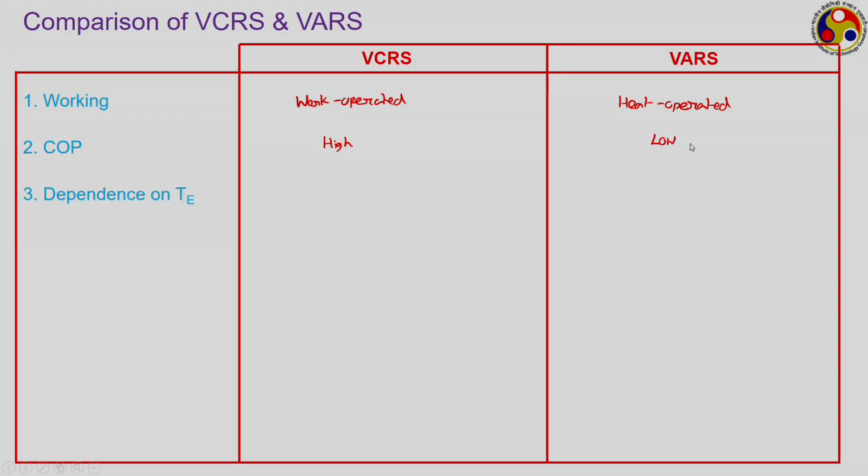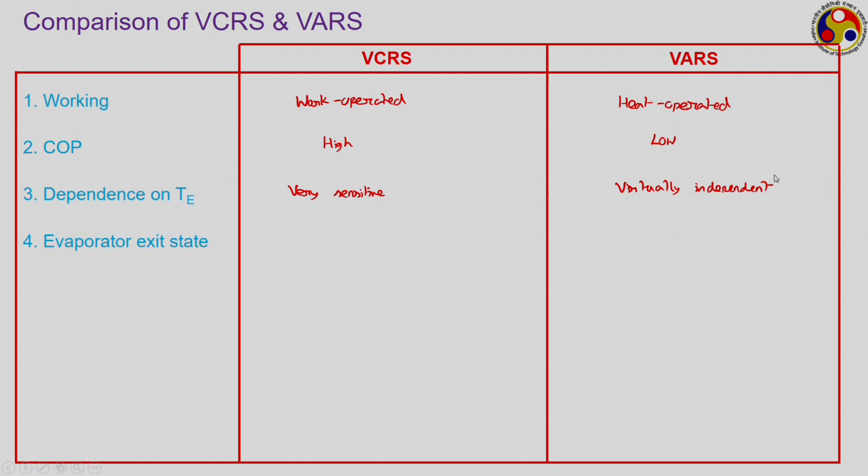Then dependence on TE, the performance is very sensitive. Any changes in the evaporation temperature, the COP and other performance of compression refrigeration system gets affected very strongly, whereas it is virtually independent. It is virtually independent of the evaporation temperature.